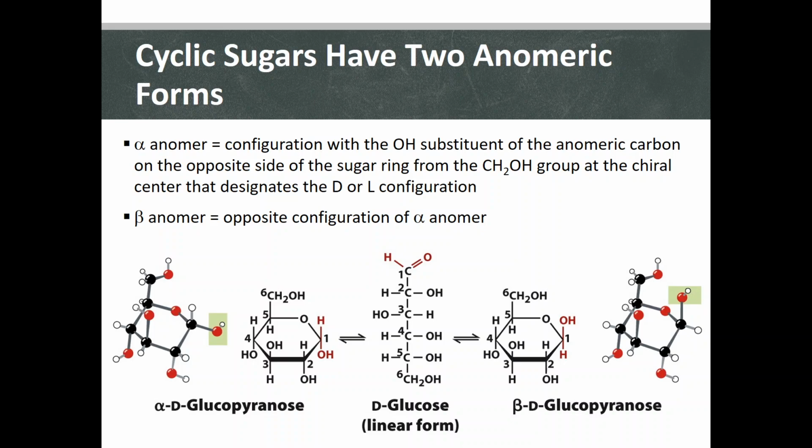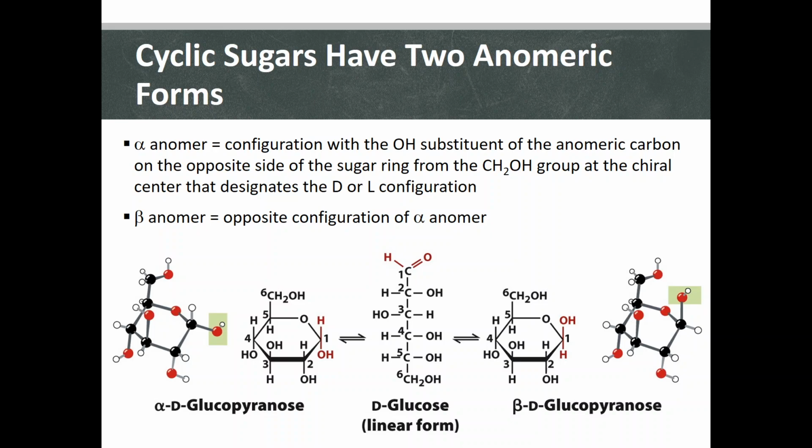I'm showing you the alpha form, the linear form, and the beta form, but what is real here? What actually exists? Why should you care about them all if they don't all exist? Well, the alpha and beta anomers, as we will call them, of D-glucose interconvert in aqueous solution by a process called mutarotation. Mutarotation is a process wherein one ring form opens briefly into the linear form and then closes again to form the other form.